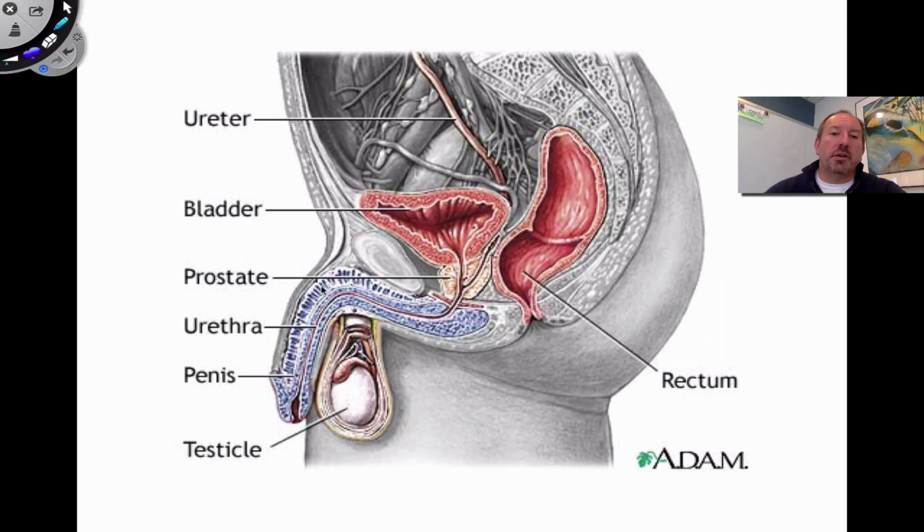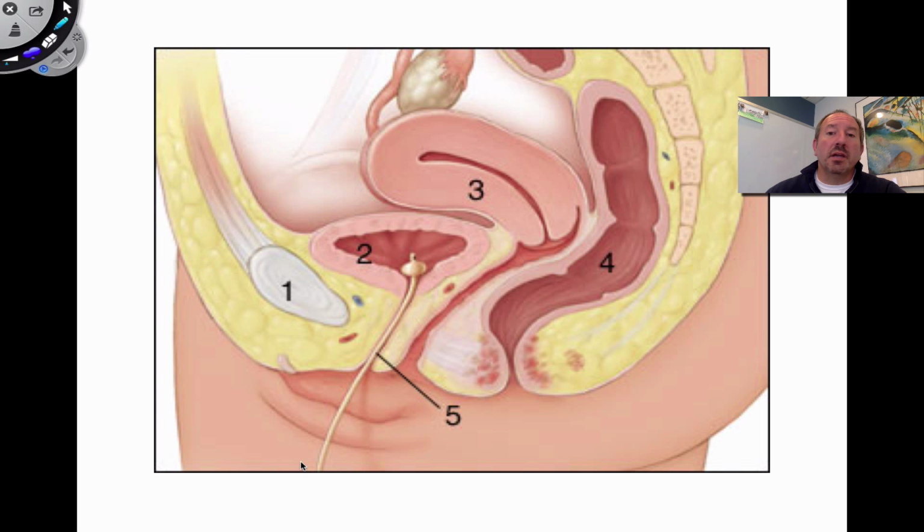This is the erectile tissue that can fill up with blood, causing an erection. But normally, the penis is flaccid, and so urine can just travel simply from the bladder out the urethra right out this way. Now, in a female, this is the rectum here and the anus.